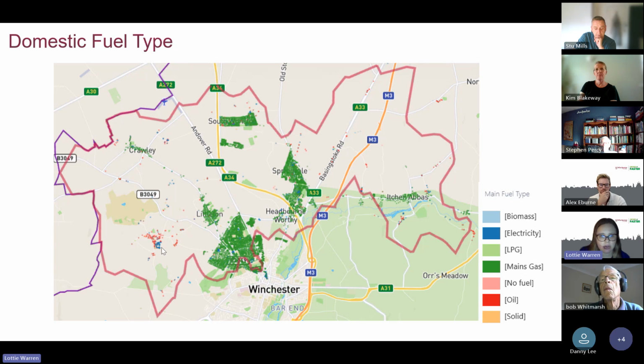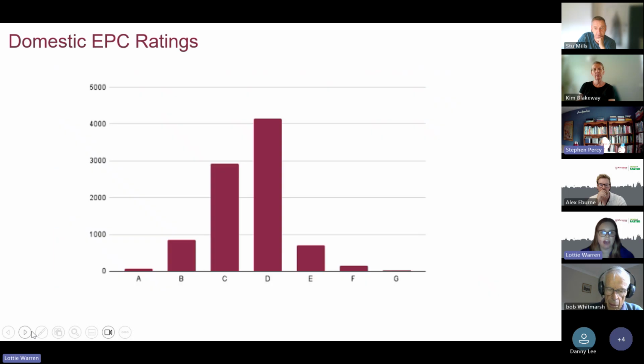We can also see small pockets of electric being used. So again, down in South Wonston, there seems to be almost like a circle of electricity. And there's also a few examples, like a tiny pocket in Springvale. It's interesting to see the spread of domestic fuel type and see where we are. And obviously, as predicted, mains gas is the most common usage. And then I'll share the next slide.